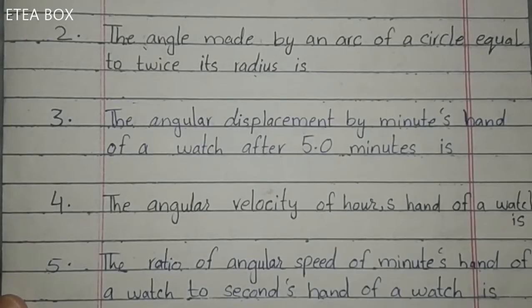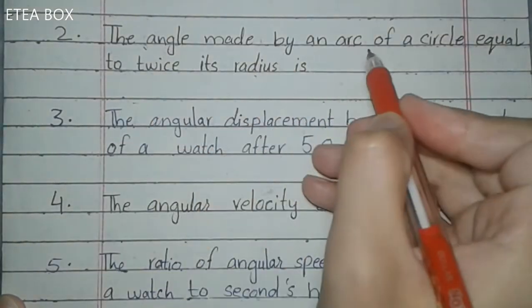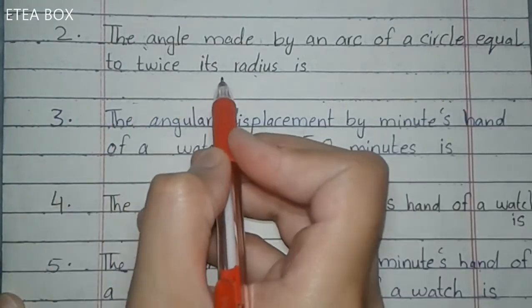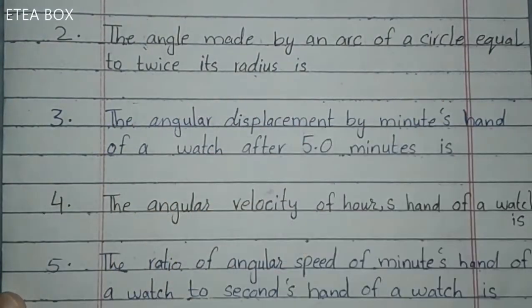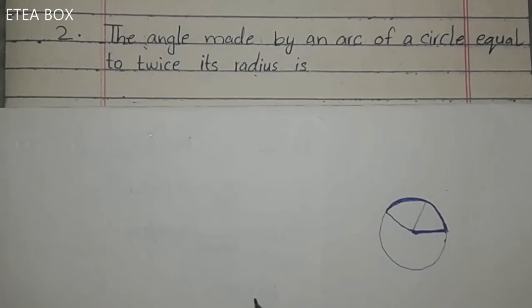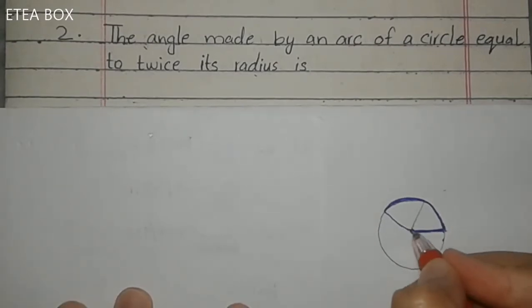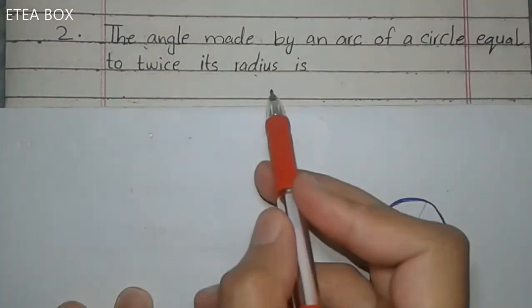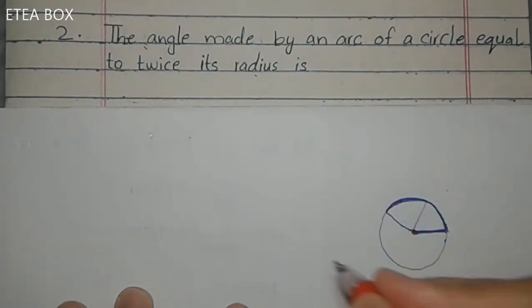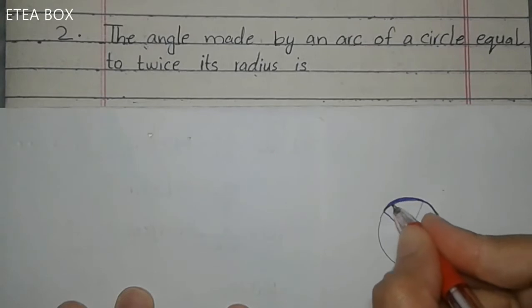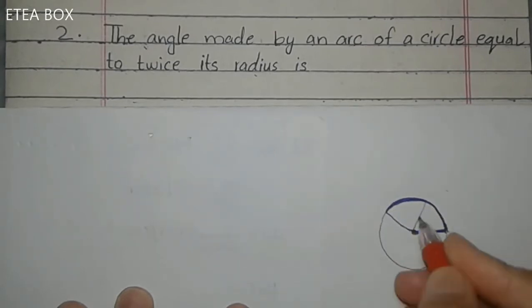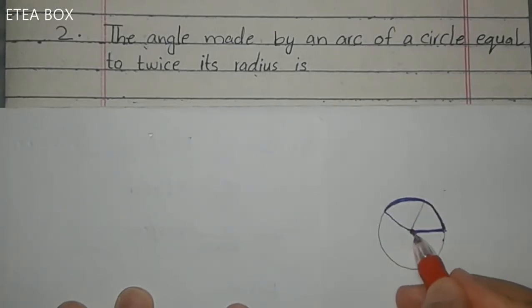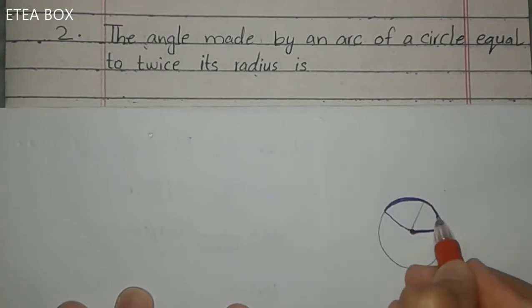Next MCQ. Here, the angle made by an arc of a circle equal to twice of its radius. Now, understand this one. Look at the circle. In the MCQ, they have said that the angle made by an arc of a circle equal to twice of its radius. It means that the arc is its arc length. Okay, the arc length is twice of its radius.